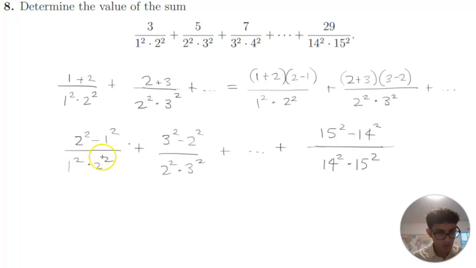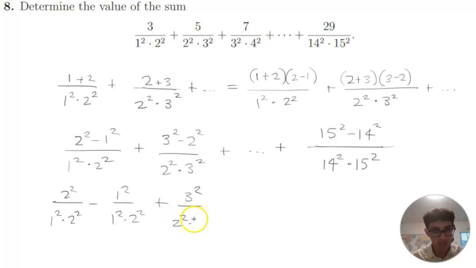So notice one of the key properties of any fraction is that you can break it up. So 2 squared over 1 squared times 2 squared, minus 1 squared over 1 squared times 2 squared, plus 3 squared over 2 squared times 3 squared. I'm getting pretty sick of writing out all of this, and I'm running out of space, so I'm just going to talk you through the next few steps. So just listen carefully.